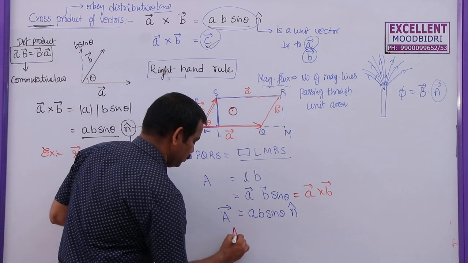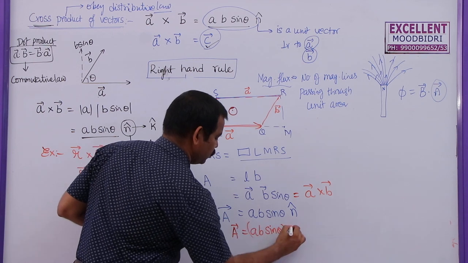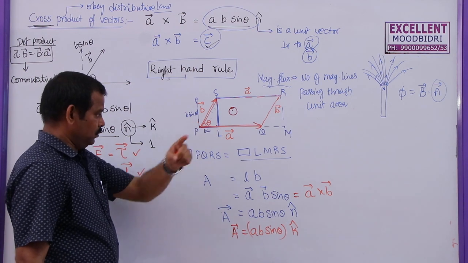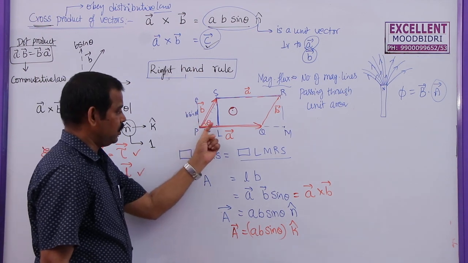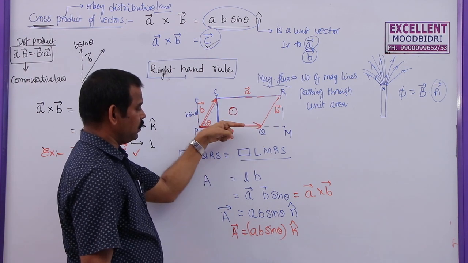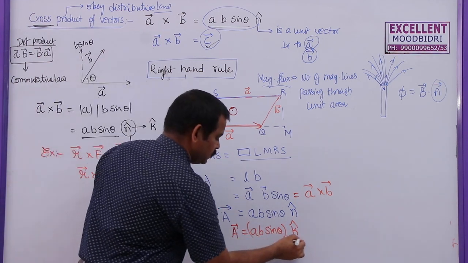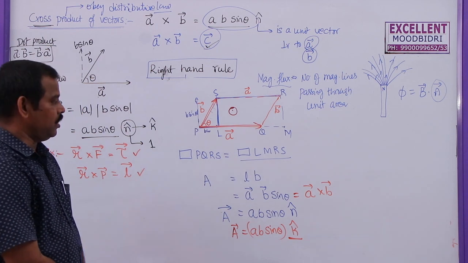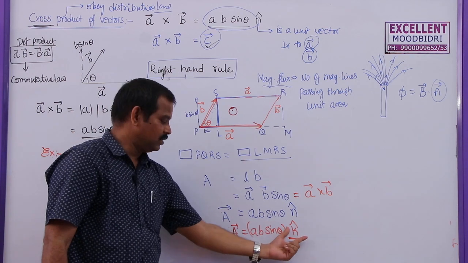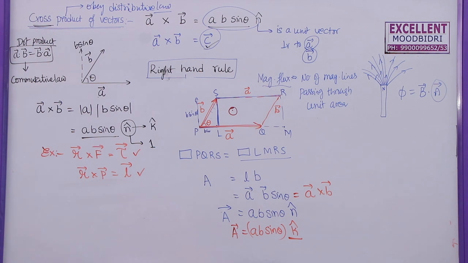So I can write A bar is equal to AB sin theta, the magnitude, into K cap. Why? Because it is acting along Z axis, that is perpendicular to A bar and B bar, not along x axis, neither along y axis, it is perpendicular to both x and y. So this is the direction of this area vector. This is how we can say that area is a vector which has magnitude as well as direction. This is the best example for cross product.